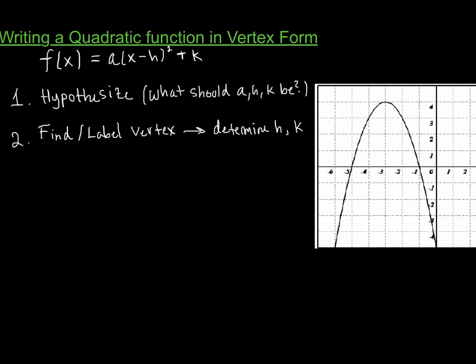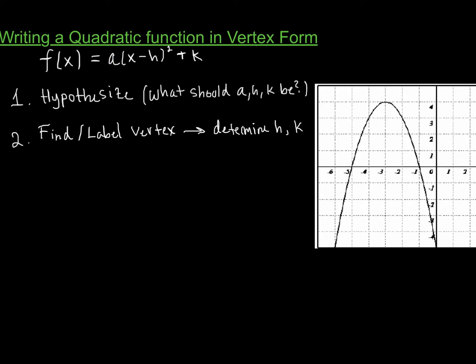If you're ever given a quadratic function and you have to create an equation for it, you want to use vertex form. It's going to be easiest. So we've already taken care of step 1. We've hypothesized what a, h, and k should be for this situation, so you can go ahead and rewrite those if you want. Now, once I've hypothesized, notice that in order to write my function and define it clearly, I need to find the a, h, and k values. That's all I need. Once I have figured out what those are, I have my function defined.